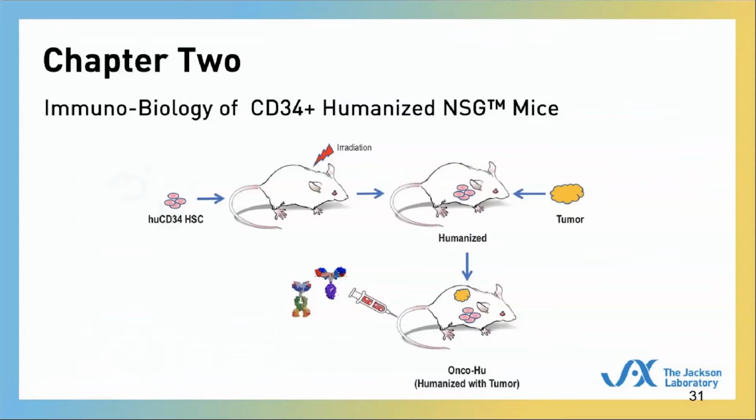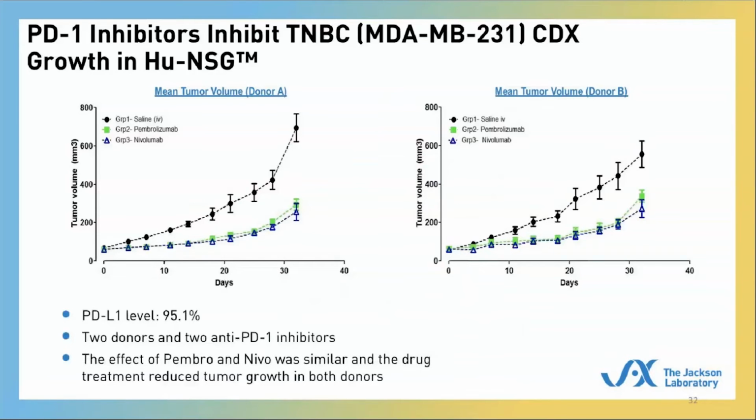So now moving on to our chapter 2, I'm just going to breeze through some data on how we've leveraged the CD34 humanized NSG mice to assess the efficacy of immunotherapeutics in the oncology space. And of course, we start off with cell line-derived xenografts.